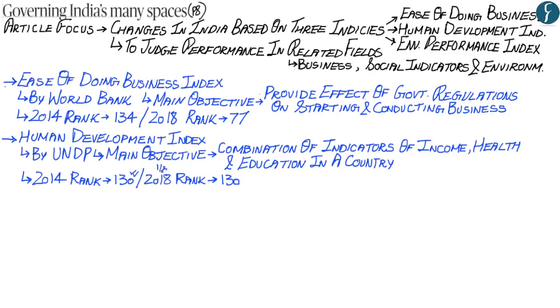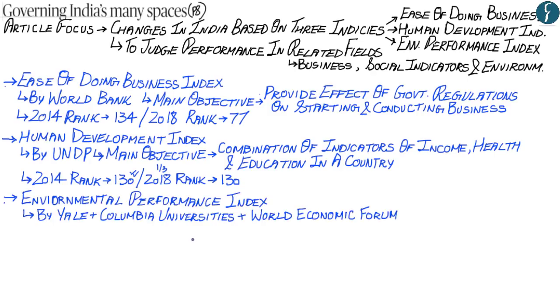After this, the third ranking that the author talks about is the Environmental Performance Index. This index is produced jointly by Yale and Columbia University, in collaboration with the World Economic Forum. The main objective of the Environmental Performance Index is that it provides various performance indicators across two main objectives, first being environmental health and the second being ecosystem vitality.